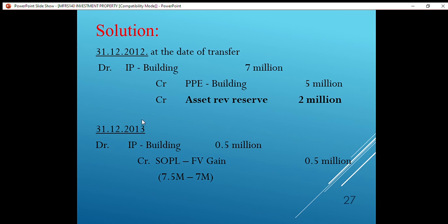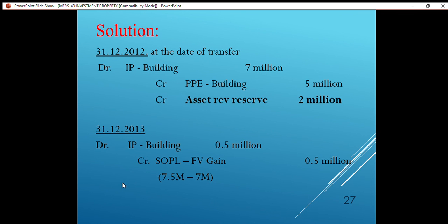And on 31st December 2013, as we know, there is an increase in the fair value of the property by 500,000 or 0.5 million. So we have to debit the investment property 0.5 million and credit SOPO fair value gain 0.5 million. That is the difference between the current fair value and the previous value, so we have the fair value gain amounting to 0.5 million.